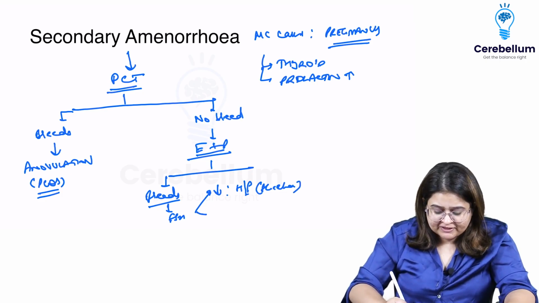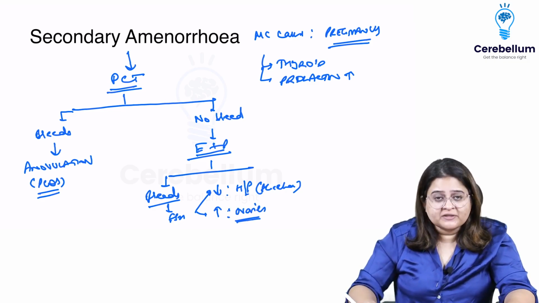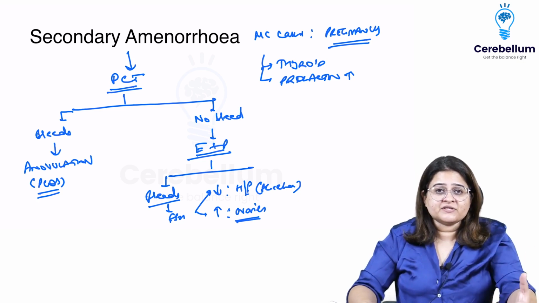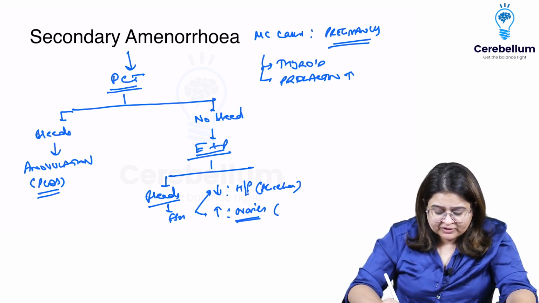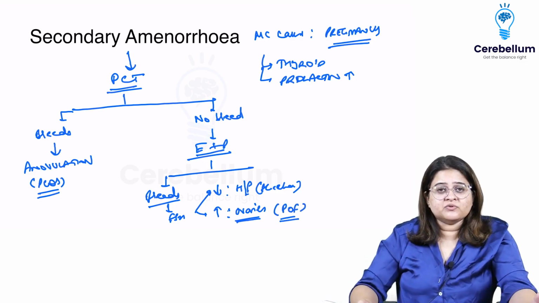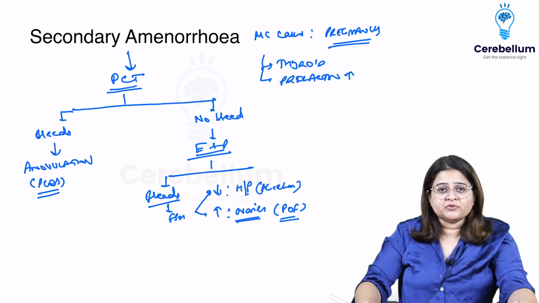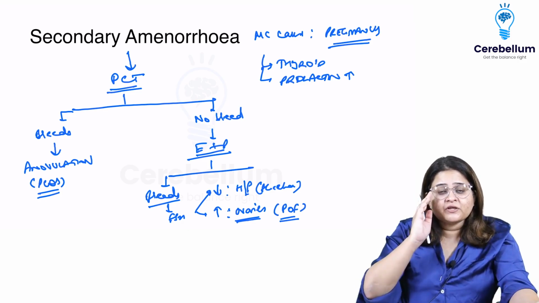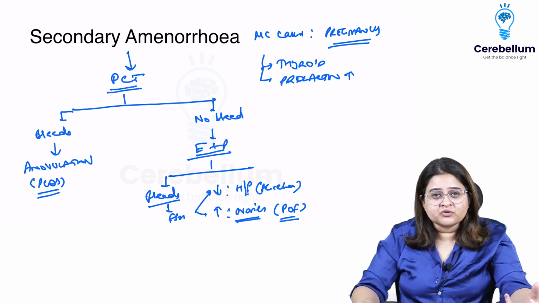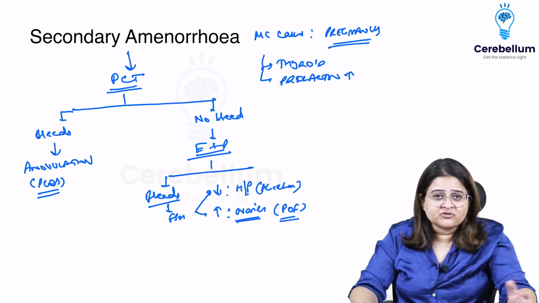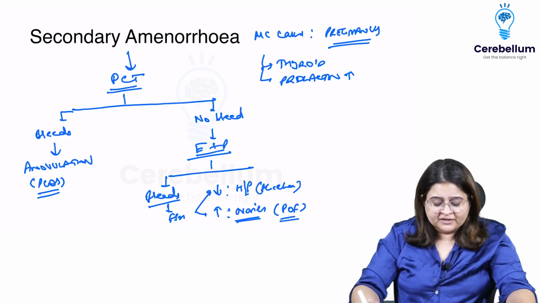Okay, but if the FSH levels are high, that means the problem is in the ovaries. That's why there is no estrogen, leading to a high FSH level. And here, what will you think of? You'll think of premature ovarian failure, like Turner mosaic, right? Like fragile X premutation, or radiotherapy or chemotherapy to the patient leading to premature ovarian failure, or if there's a family history of menopause at a young age.